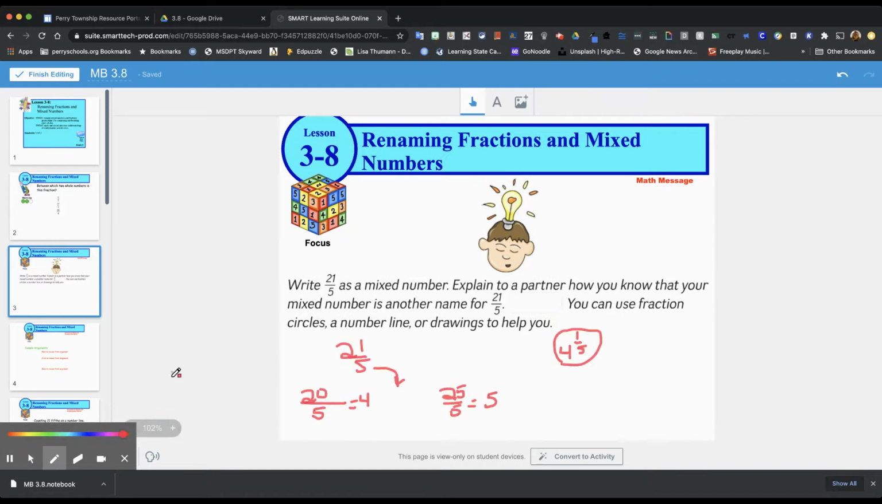Okay, so now you can see my work. I did some pre-thinking here. I did 20 fifths equals 4 and 25 fifths equals 5. And you can see that I put 21 fifths in between those two. So then I looked at this one right here and I said, okay, 20 fifths, that's only 1/5 away. So I know that's going to be 4 with 1/5 left over. So that gave me my mixed number of 4 and 1/5.